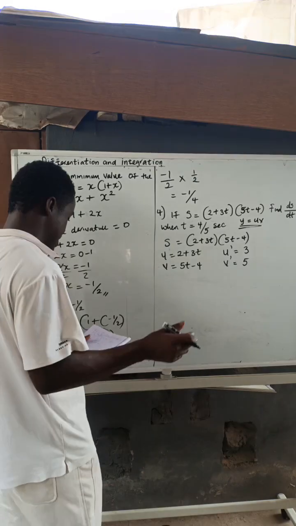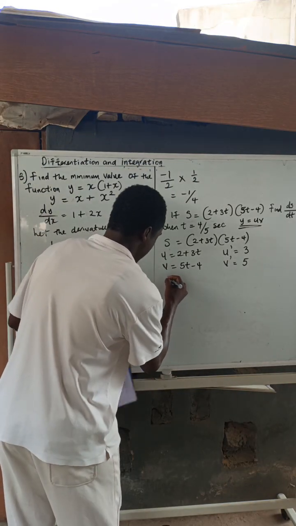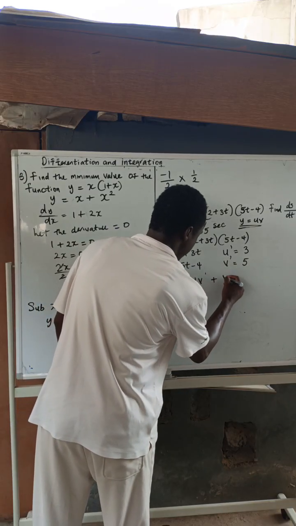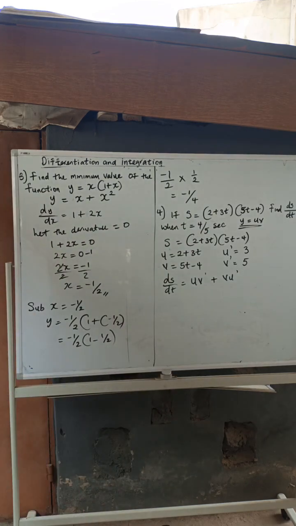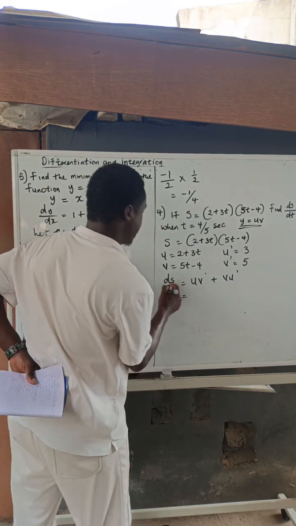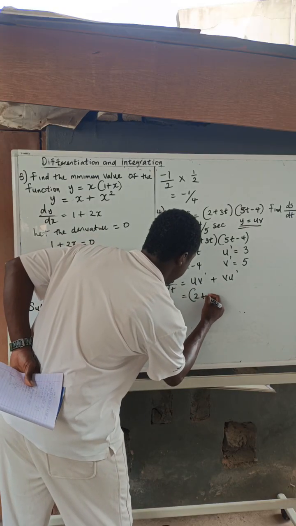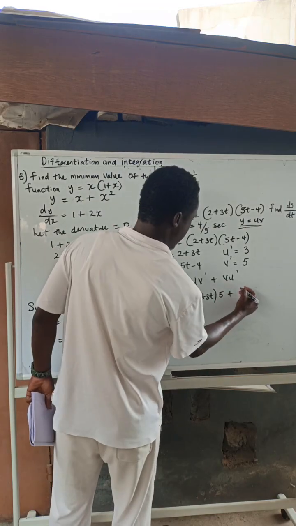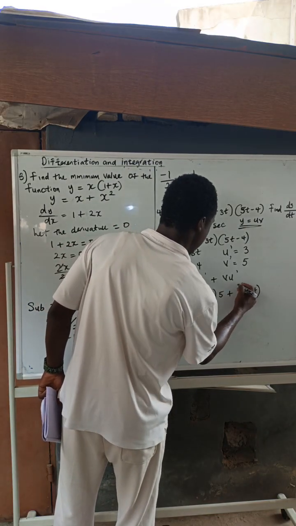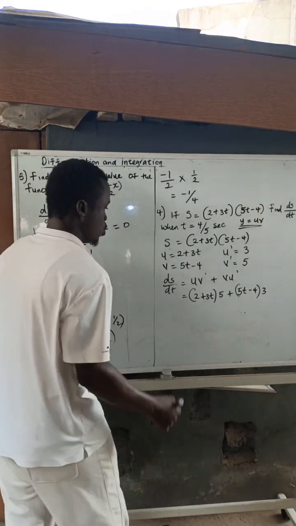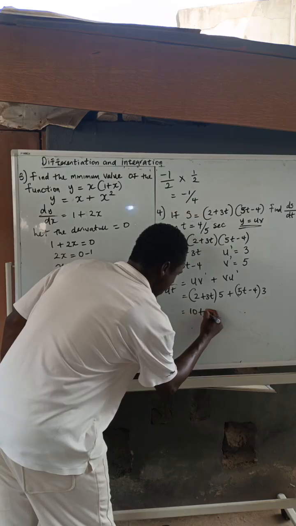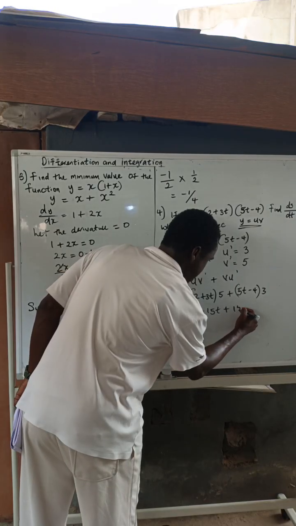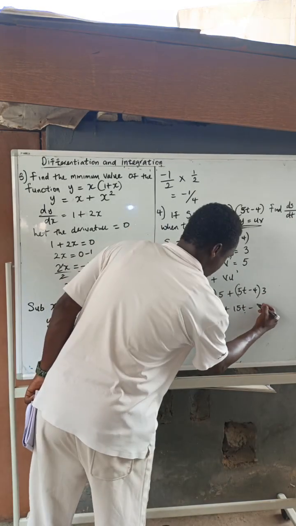Now, let's do this. Don't forget that the formula for ds dt will be uv prime plus vu prime. This is our formula, uv prime plus vu prime. So now this gives us 2 plus 3t, and our v prime is 5, plus 5t minus 4, and our u prime is 3. So I'm going to have 10 plus 15t plus 3 multiplied by 5t gives us 15t as well. This gives us minus 12.